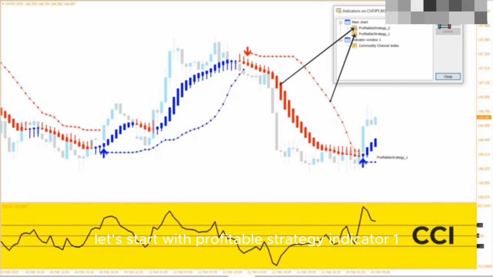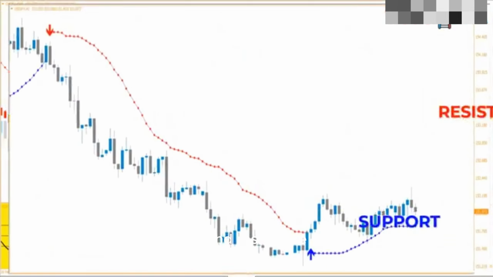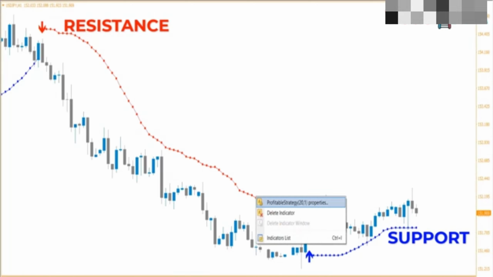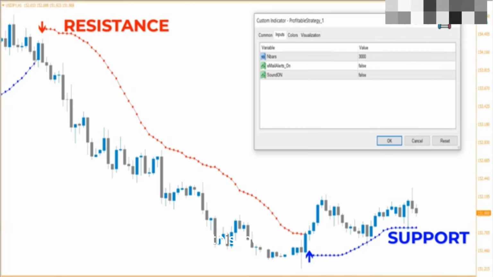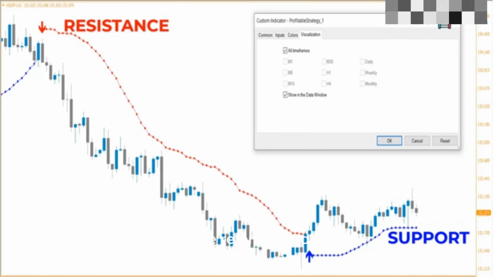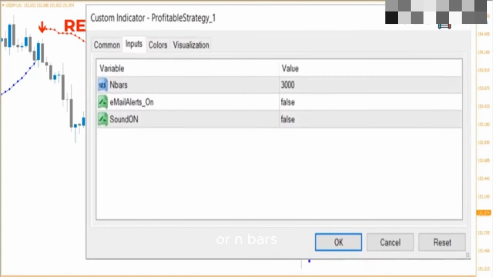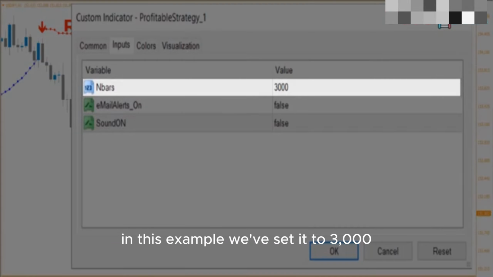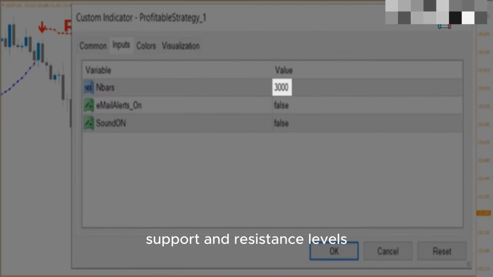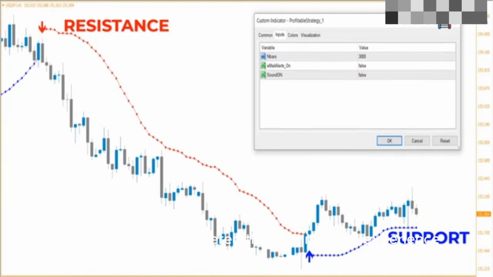Let's start with Profitable Strategy Indicator 1. This indicator acts as a dynamic support and resistance zone, and it's the foundation of our analysis. Now here's something critical. You can't modify the core calculations of this indicator, because its role is to provide a stable, reliable reference point. The only thing you can adjust is the number of bars it analyzes, or N bars. In this example, we've set it to 3000, meaning it calculates flexible support and resistance levels based on the last 3000 candles.